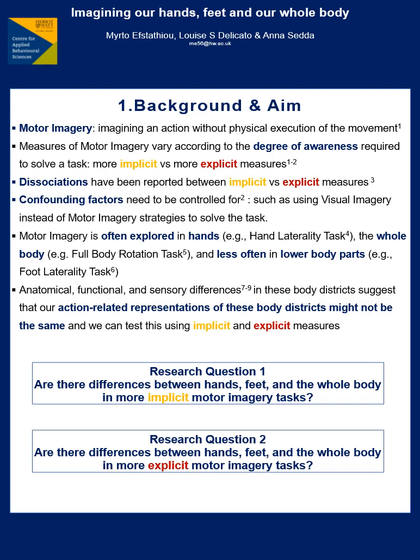Our study aims to explore whether there are differences between hands, feet, and a whole body in more implicit and more explicit motor imagery tasks. We focus our attention on more implicit and more explicit measures, as associations have been reported between them in the literature. In addition, since the majority of the motor imagery research has focused on hands and our whole body and less often on our lower body parts, such as our feet, we aim to compare those three body districts as there are anatomical, functional, and sensory differences between them.